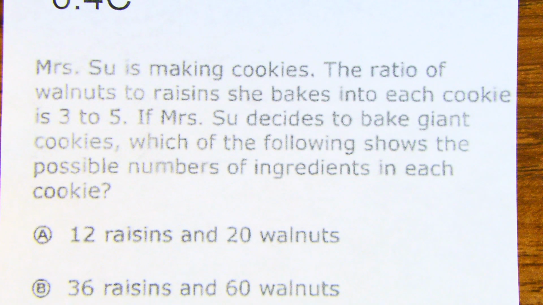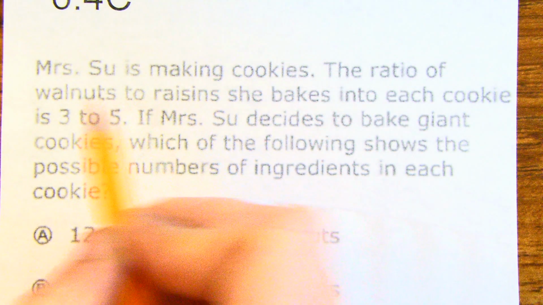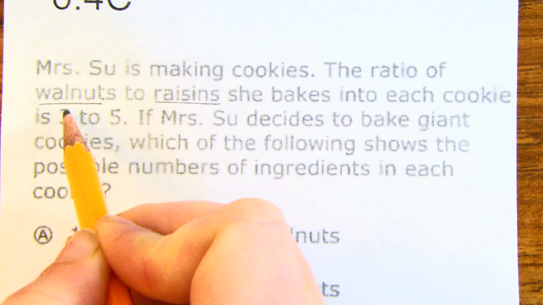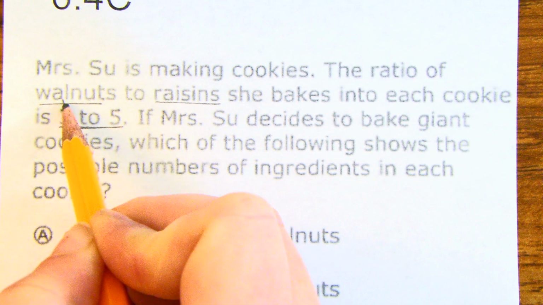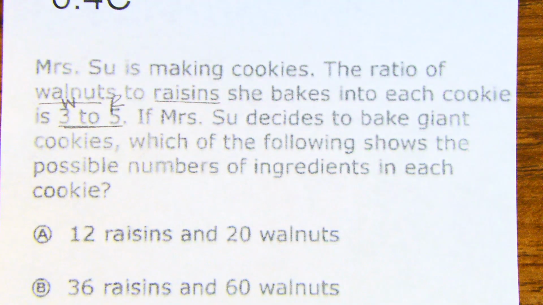Okay, it says Miss Sue is making cookies. The ratio of walnuts to raisins she bakes into each cookie is 3 to 5. So it's walnuts to raisins, and the ratio is 3 to 5. This is your walnuts, this is your raisins.